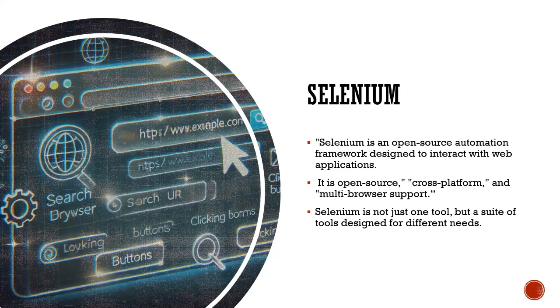What is Selenium? Selenium is an open source automation framework designed to interact with web applications. Selenium is a free of cost tool. This is the best thing about Selenium. That's why most of the companies are using it. It's free of cost, no license fees, whereas most of its competitors are charging heavy fees for their tools. That's why the inclination of the companies is more towards Selenium. It is an automation framework designed to interact with web applications.